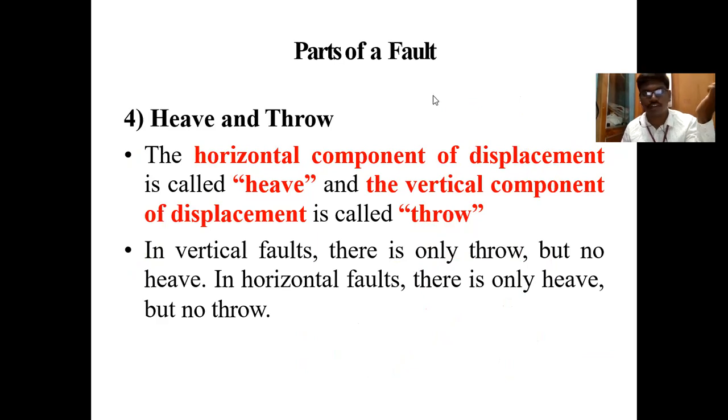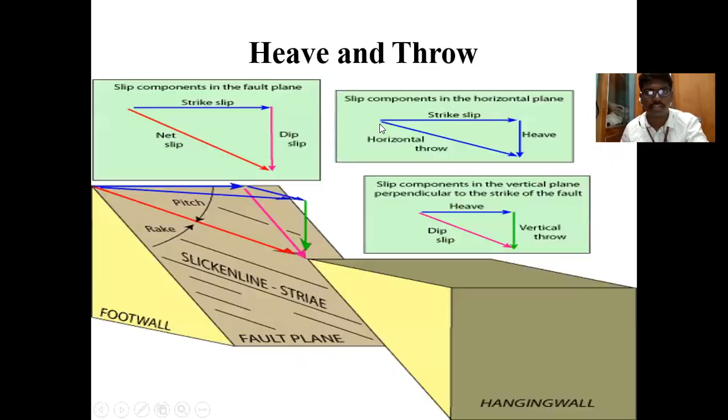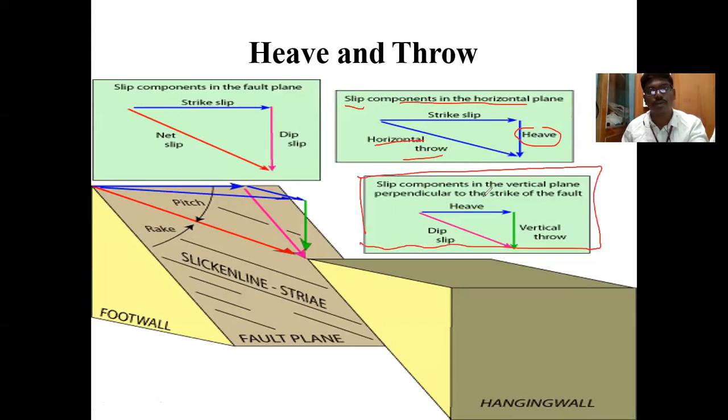I've just tried to show the vertical in that way. I'll try to explain that with the figure. You can see here in the figure, you can understand this very clearly. Simple: if I take the slip component in the horizontal plane, only the horizontal plane, then you get heave and throw, right? But if I take both, that is the vertical component, heave and throw.